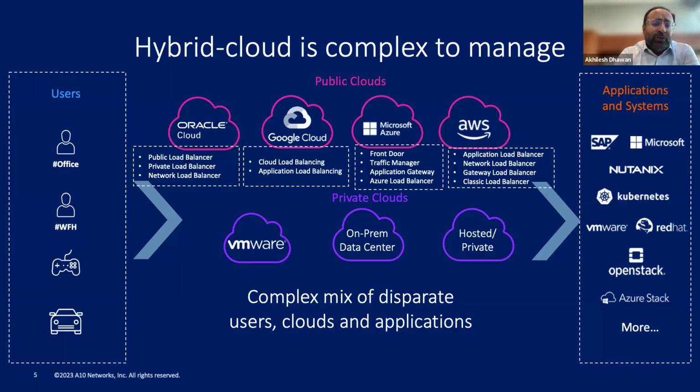Now, when your users are accessing applications, they'll go through all these third-party solutions. If you are on Oracle, Google Cloud, or AWS, they have their own application load balancers, for example. They have their own network load balancers, which only do load balancing for applications that are hosted on their cloud. And then you have private clouds or private infrastructure where you have your own either appliance-based or virtual load balancers deployed on-premises.